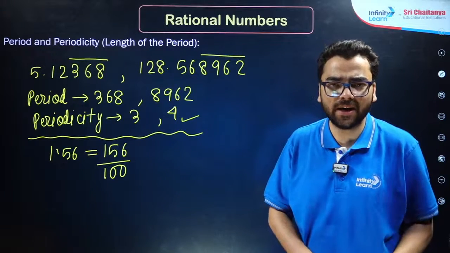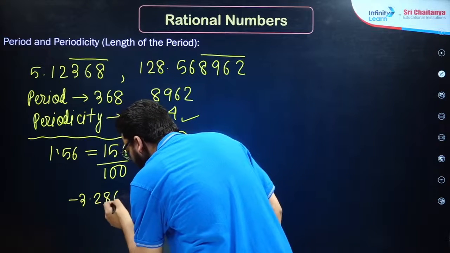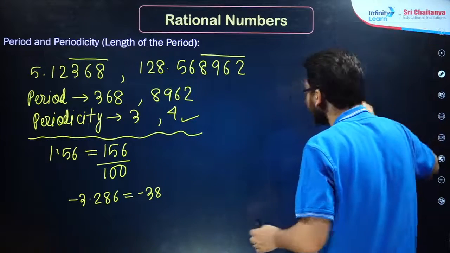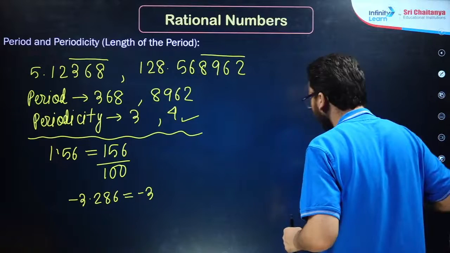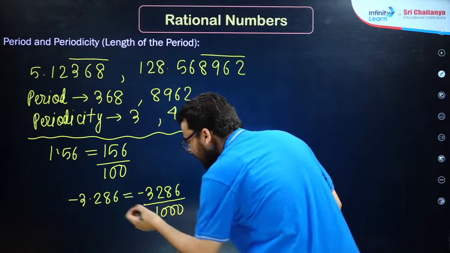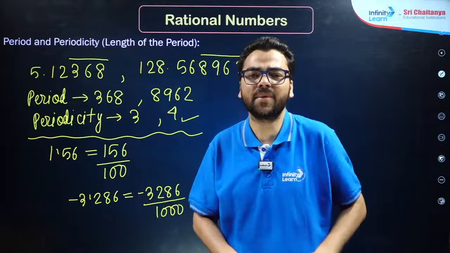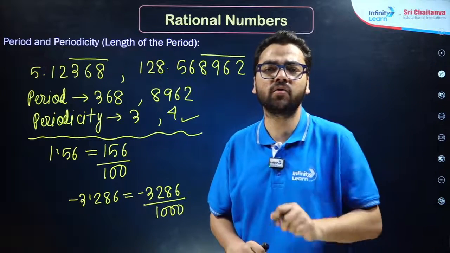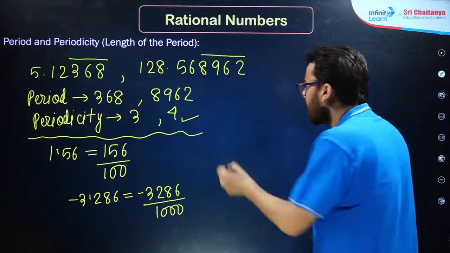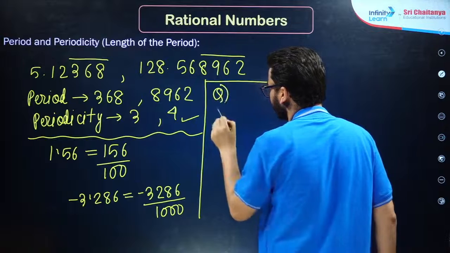So when you have got a terminating decimal representation, for example, minus 3.286, something like this. So you can easily convert it in the form of P by Q, where P and Q are integers and Q is not equal to 0. Just remove the decimal, you will get 3 zeros in the denominator. So this is very simple. So converting a terminating decimal representation in the form of P by Q, where P and Q are integers and Q is not equal to 0, that is very simple. But suppose I give a question like this. Suppose I've got something like this.